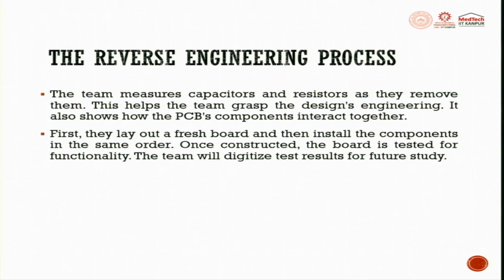Now, the team measures capacitors and resistors as they remove them. This helps the team to grasp the design engineering. This is a PCB, printed circuit board design again. It also shows how the PCB's components interact together. First, they lay out a fresh board, then install the components in the same order. Once constructed, the board is tested for functionality. The team will digitize results for future study. Just to take an example, the printed circuit boards or the motherboards of computers, when we try to see them, how the components are arranged here, and what we try to do to have more space to install some more small components there. This is required when we try to reverse engineer something.